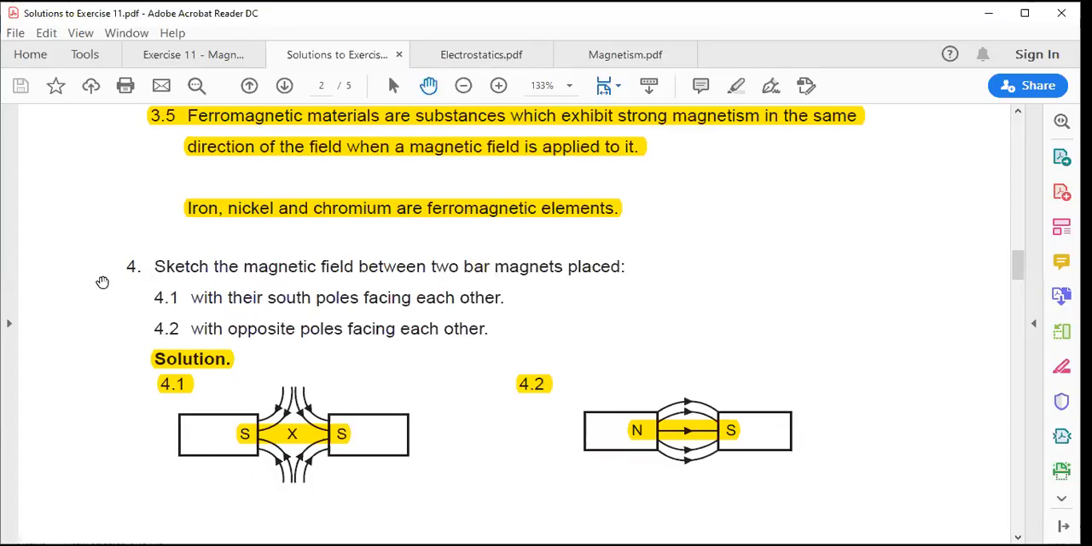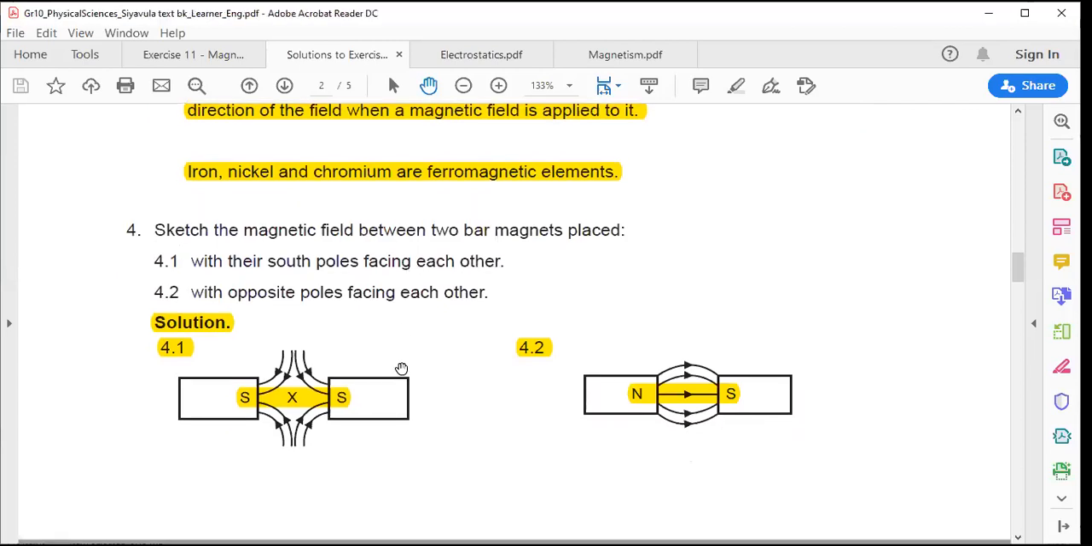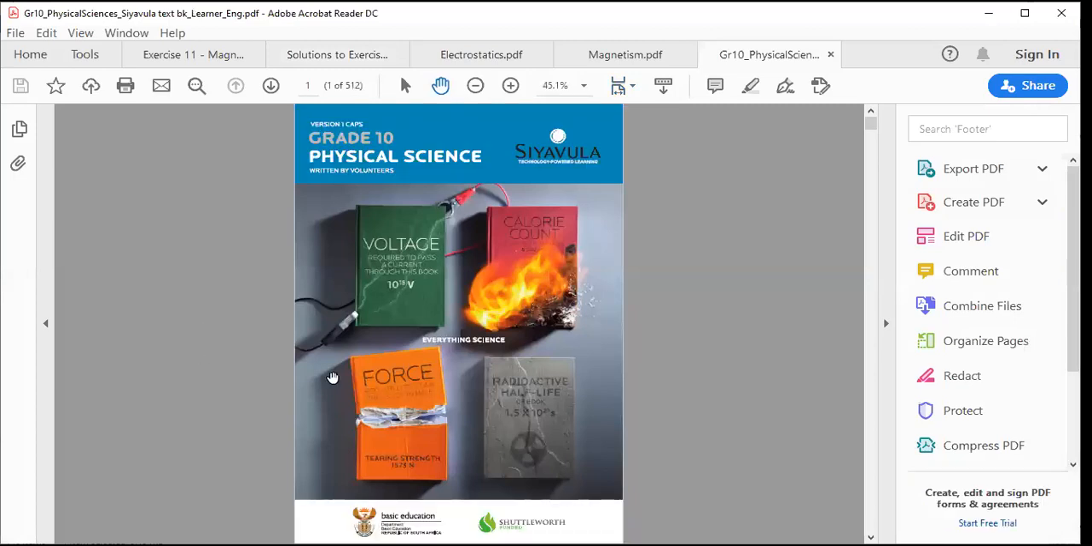All right, so we start. It says sketch the magnetic field between two bar magnets placed with their south poles facing each other, 4.1. All right, south poles facing each other. So what do we have?